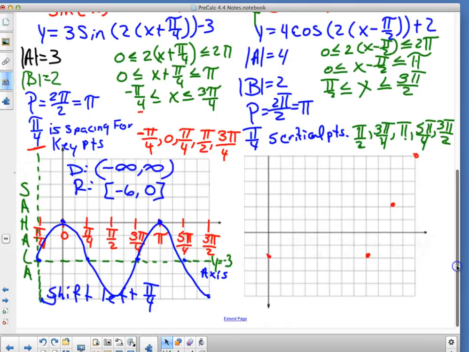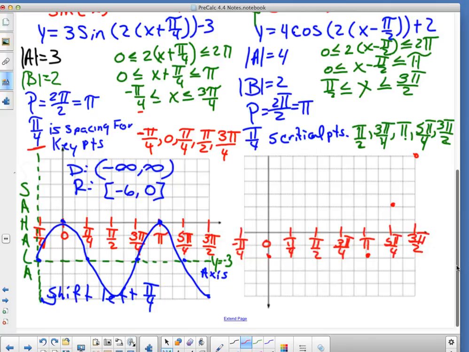And we're going to separate this grid up again, very similar to the last one that we just did. Negative pi over 4, 0, pi over 4, pi over 2, 3 pi over 4, pi, 5 pi over 4, and 3 pi over 2. Okay, now we got that grid down.